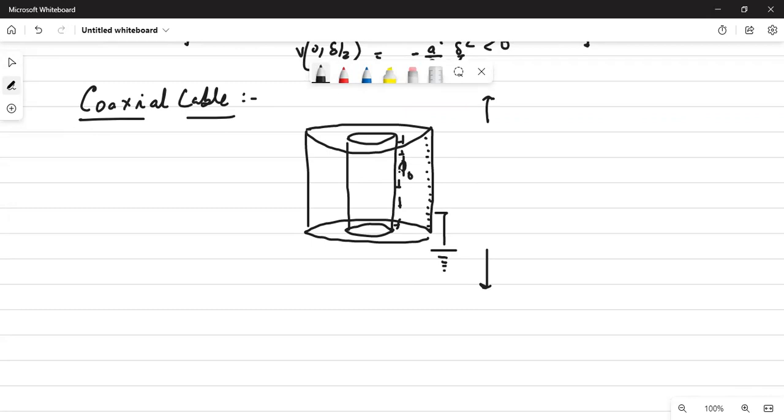Since you can see that this particular problem has a cylindrical symmetry, I'll simply take del square V equal to 0, and you know there is no source of charge, so del square V would be 0.